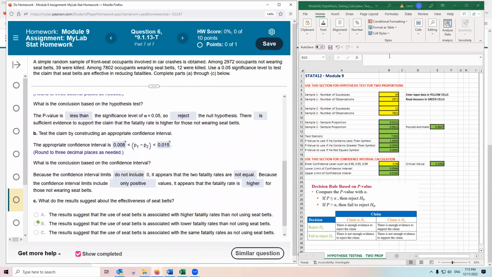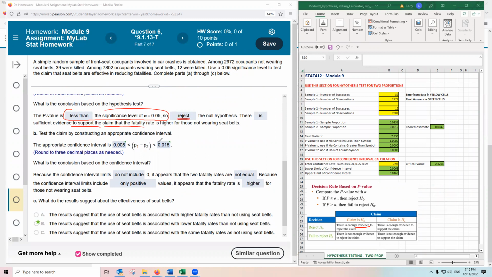All right, so they're asking us, what's the conclusion? Well, our p-value is less than alpha, so reject. There is sufficient evidence to support the claim that there's a higher fatality rate for not wearing seatbelts.